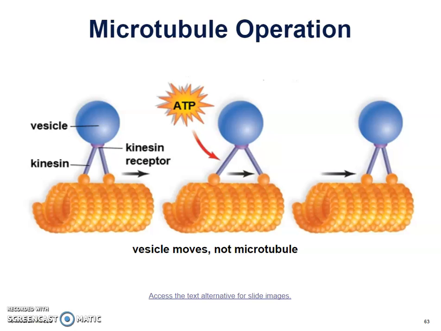Here is microtubule operation. Okay, so we have a vesicle, and it will join to a kinesin receptor. Here we have kinesin, and it will attach itself to the microtubule. And it basically just walks its way down the microtubule. The vesicle moves, the microtubule does not. Just like a car moves on the road, the road doesn't move for the car.